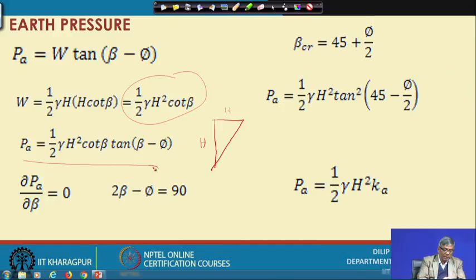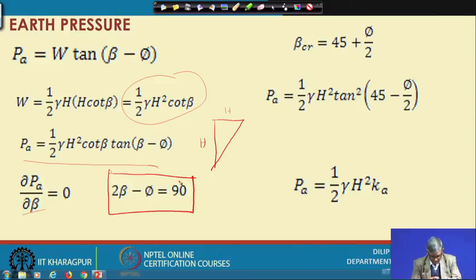Now, I can differentiate this expression, P A, with respect to beta and set it to 0, meaning that value of beta is supposed to give the minimum. So, del P A by del beta, differentiate this and set to 0, and then simplify. It is not so easy, of course. We have to do many substitutions, and finally we get the result 2 beta minus phi equal to 90 degrees.